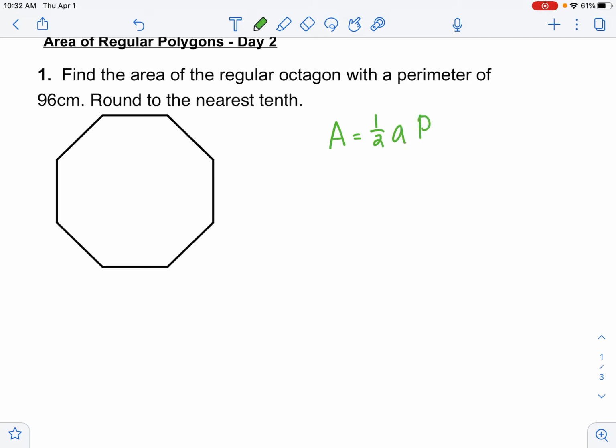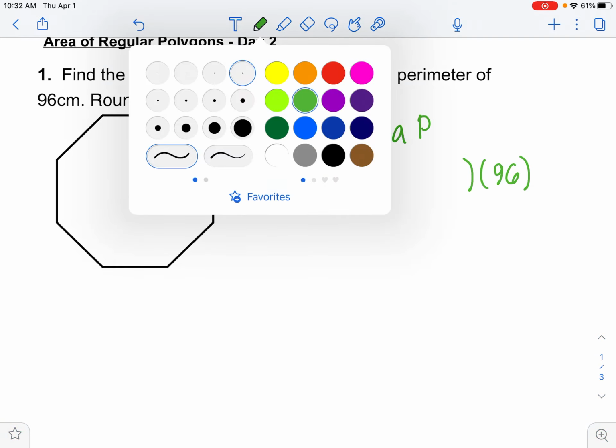Area equals 1/2 apothem times perimeter. Area equals 1/2, and then I say, was I given the apothem? No, so I'm going to leave a space for it. Remember, I like to leave that space pretty big. And then, was I given the perimeter? Yes, the perimeter is 96 centimeters. I'm just going to put 96 in there. All right, so that means that I need to find the apothem.